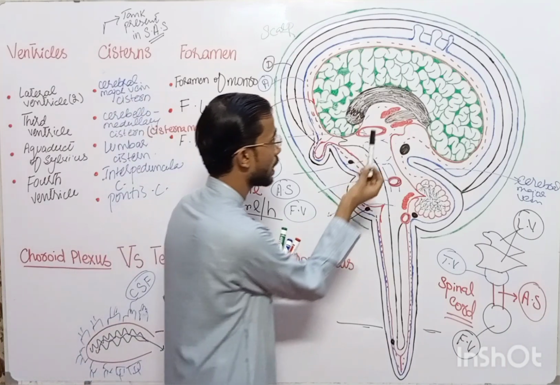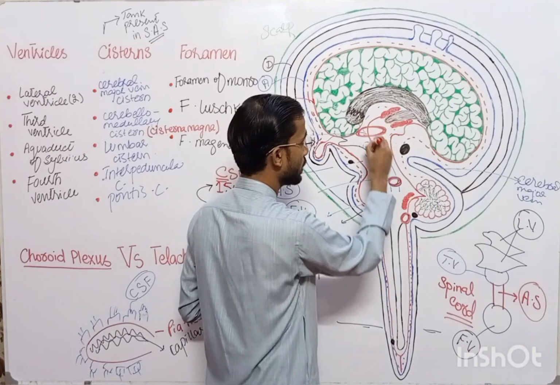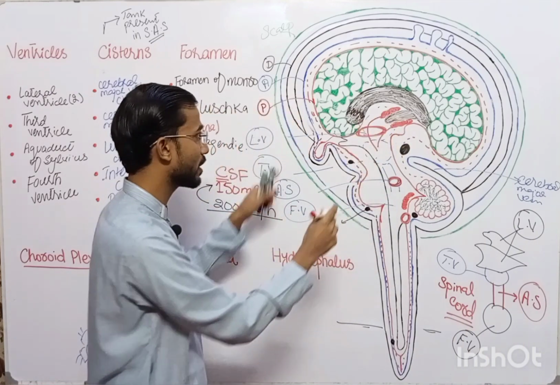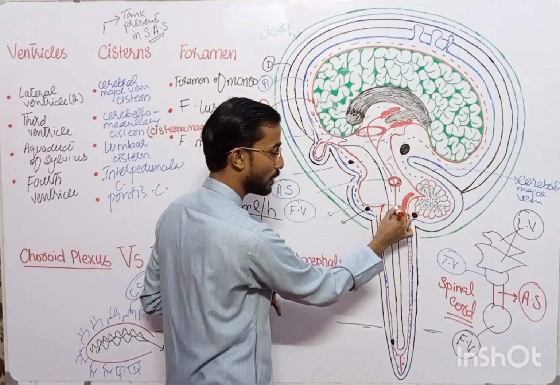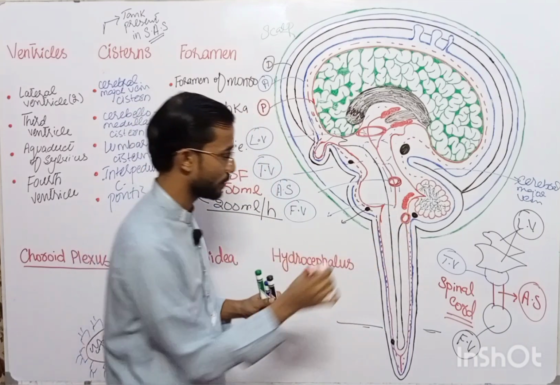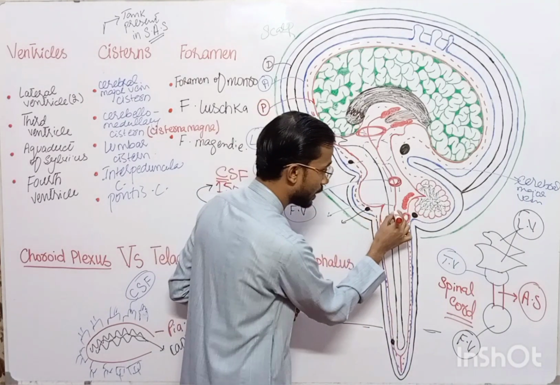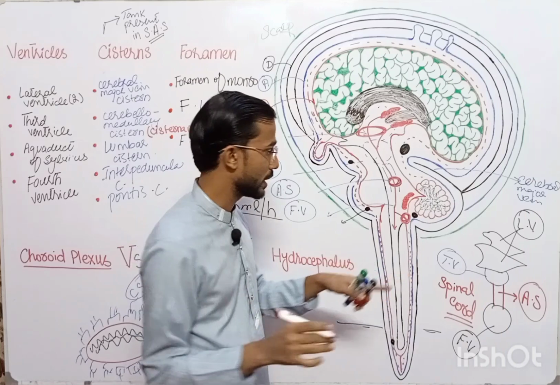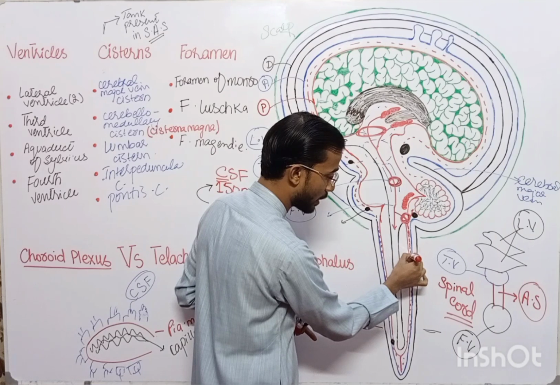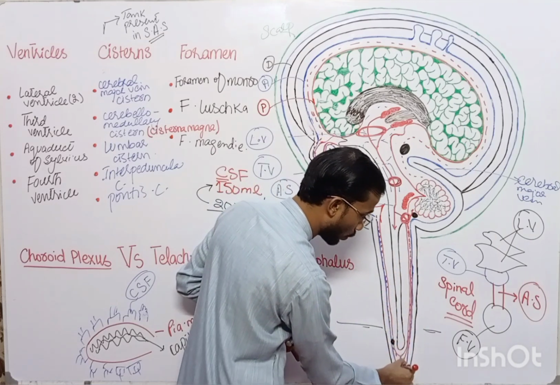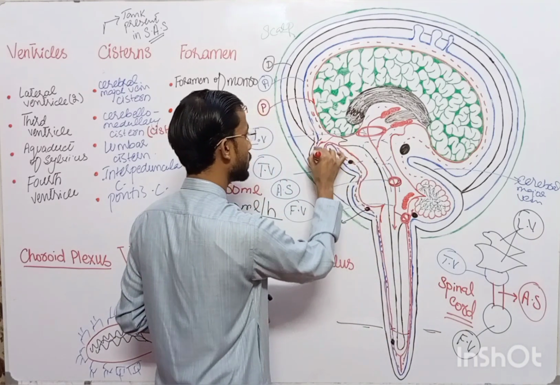How? Here you can see these choroid plexuses produce the cerebrospinal fluid. It will move from the lateral ventricle, then third ventricle, then aqueduct, and then fourth ventricle. It will pass in 2 ways. It will move into the central canal of the spinal cord, and it will move into the subarachnoid space. It will move all the way through the whole subarachnoid space.